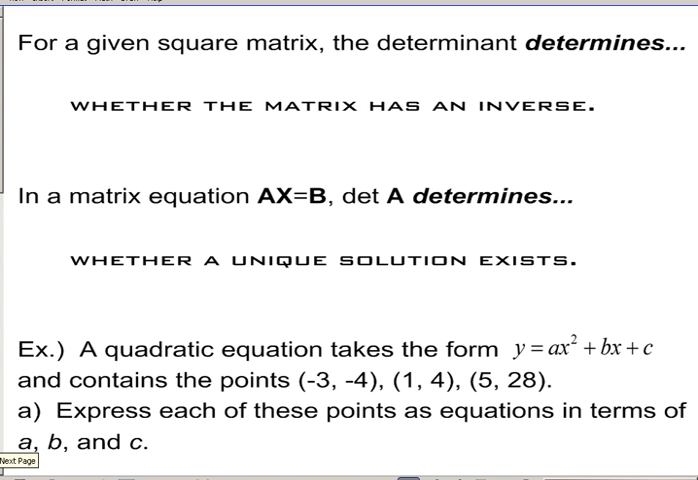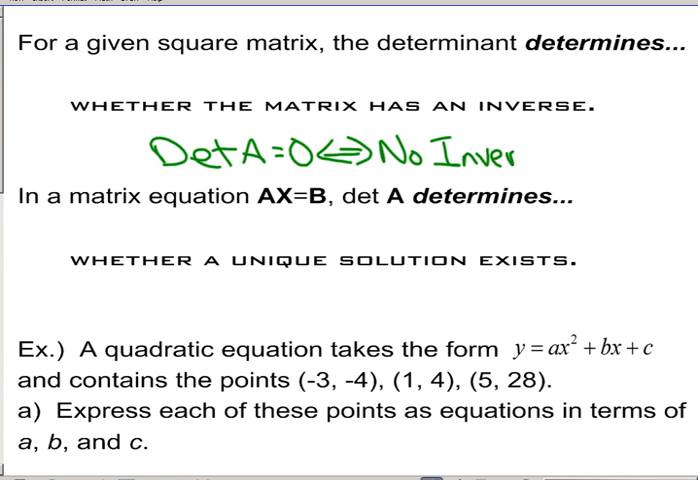All right, so what does the determinant determine? For a given square matrix, the determinant determines whether the matrix has an inverse. So if we find that det of some matrix A equals 0, that means there is no inverse for that matrix. Which means that we couldn't have done some of the things that we did in the previous slide using inverses, say using A inverse. In a matrix equation, det A determines whether there's a unique solution, whether you can actually do this A inverse on both sides. So here, if we find that det A equals 0, that means there's no unique solution.